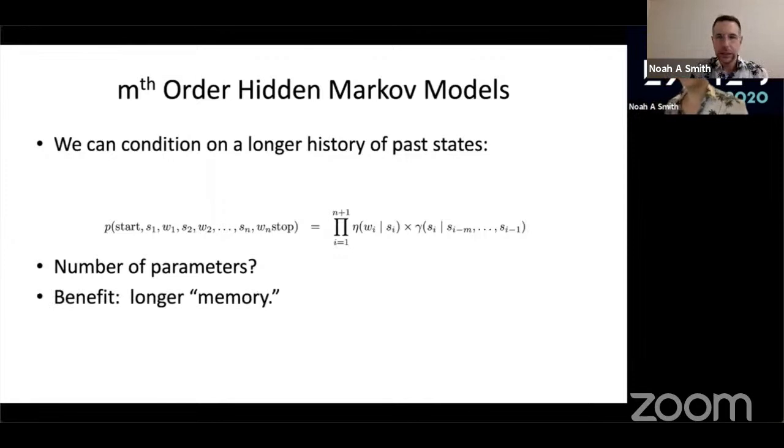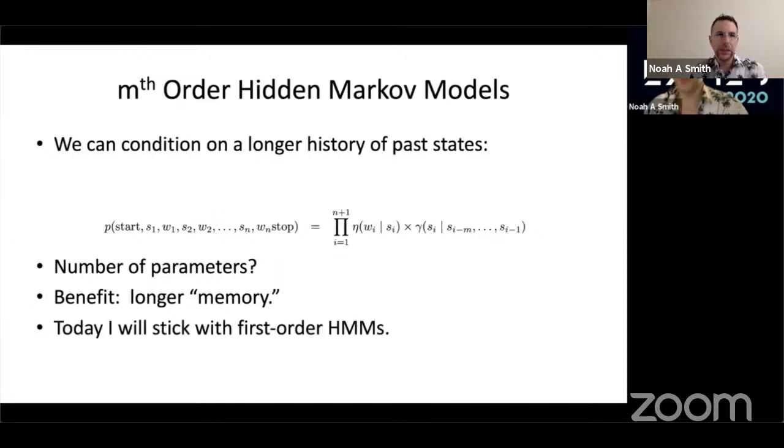And the benefit of doing this, of course, is that now you have longer memory, and the words are effectively influenced by longer and longer histories, although only through the current state. So you still have a capacity limitation that comes from the number of states that you put into your model. I'm going to stick with first order HMMs today because they make all of the notation a lot easier, and they give you all the intuition you need. But everything I say will generalize to higher order HMMs, and mostly that'll be left as an exercise.